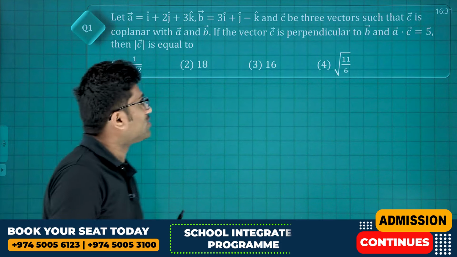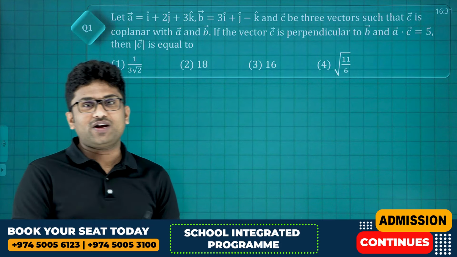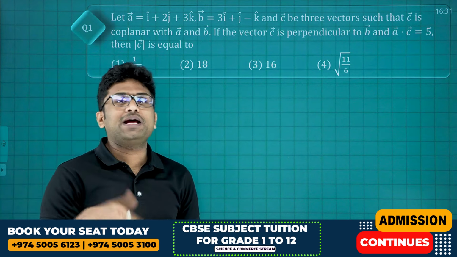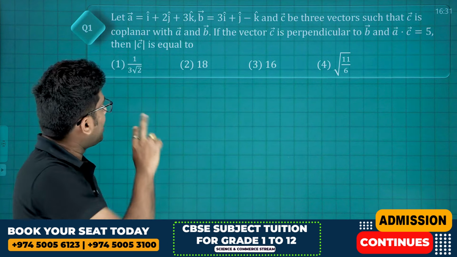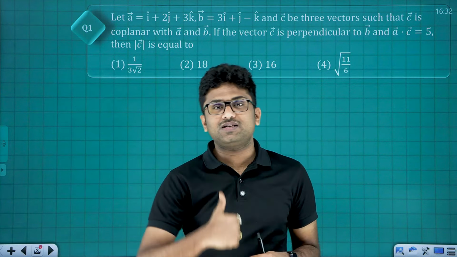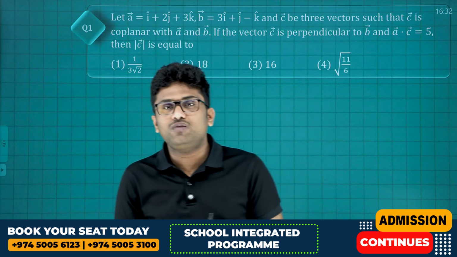So coming to the first question, see this friends, it is from vectors. They have given a bar, b bar and c bar, 3 coplanar vectors, and also they have given 2 more conditions. C bar is perpendicular to b bar and a bar dot c bar is equal to 5. We have to find the unknown vector c bar.